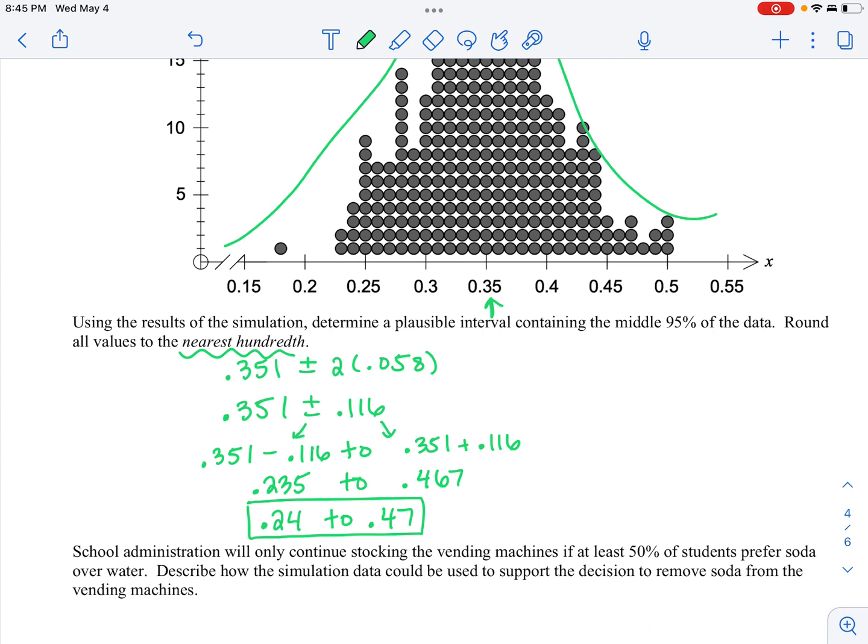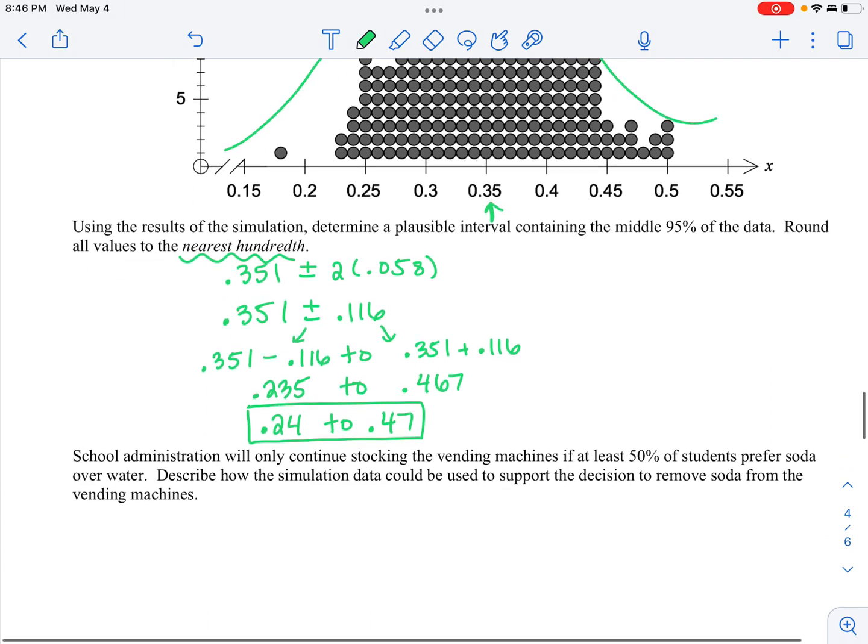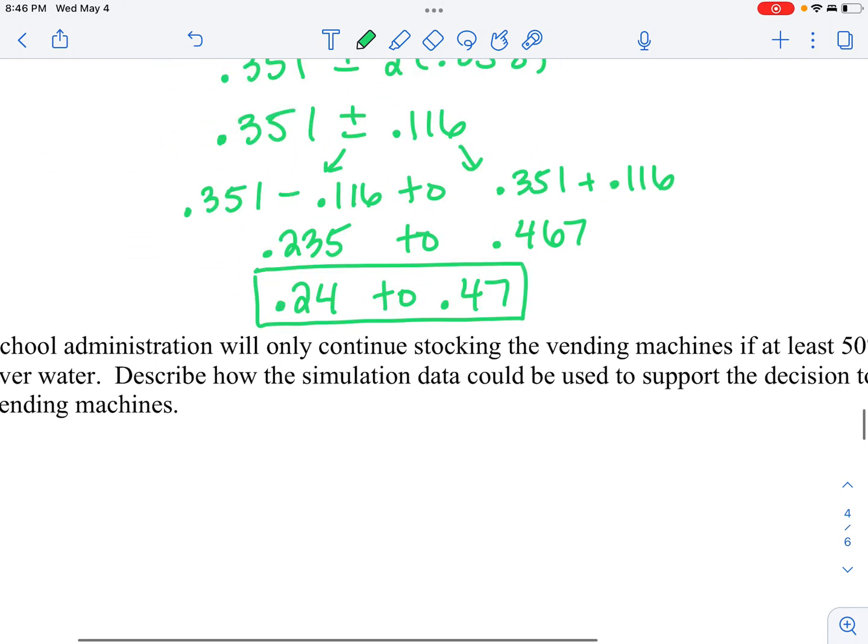Follow-up question to that says, school administration will only continue to stock the vending machine if at least 50% of students prefer soda over water. Describe how this simulation could be used to support the decision to remove soda from the vending machines. So 50% would be 0.5, right? So again, think about this interval on a number line.